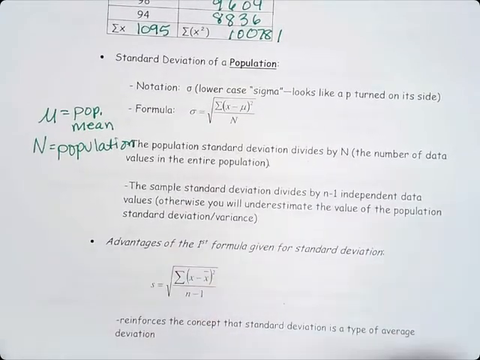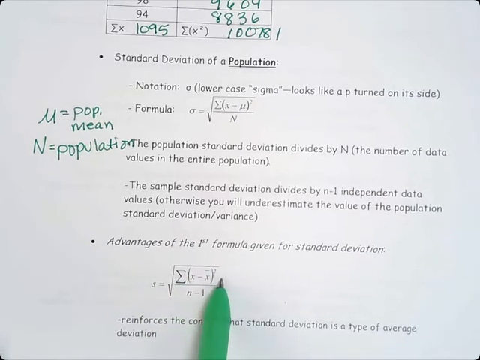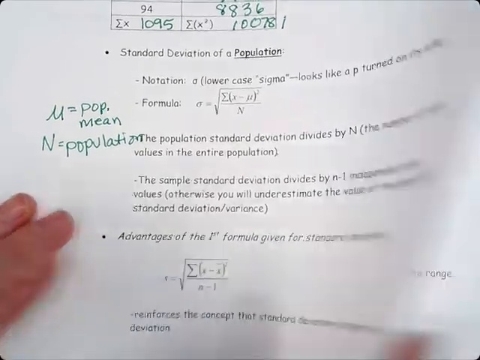Advantages of the first formula is that it reinforces the concept that standard deviation is a type of average deviation. So you find an average by taking a sum and dividing by how many addends. Okay, let's keep on rolling.